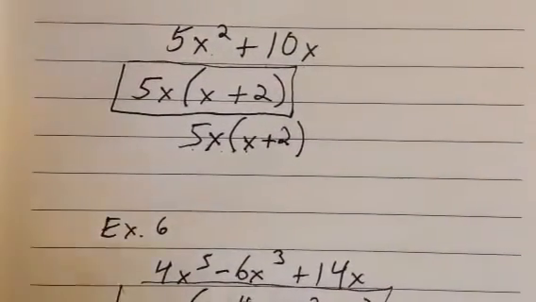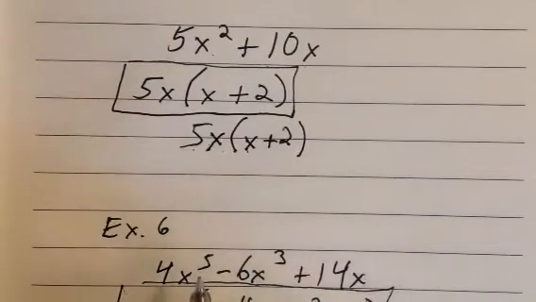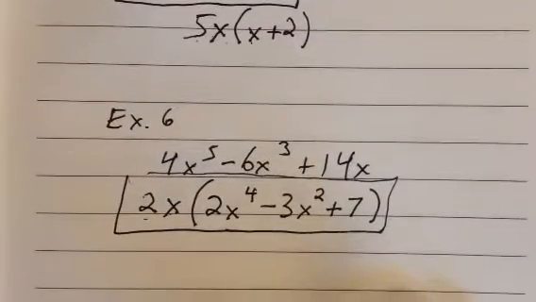4x to the 5th minus 6x cubed plus 14x. Okay. In common between the 4, the 6, and the 14 would be a 2. And in common between x to the 5th, x to the 3rd, and x would be just x. So you'll see the answer there, but let's go down here and work it again.